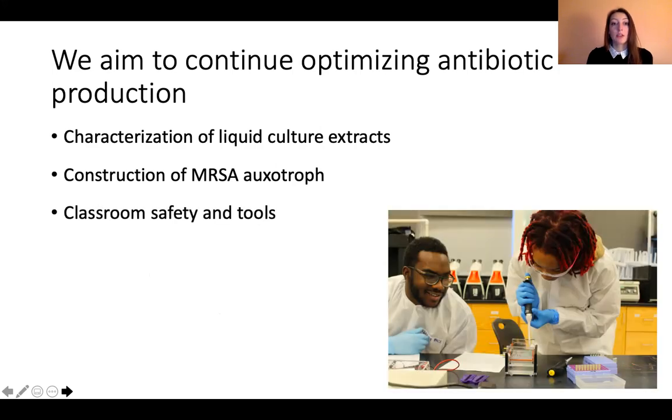And then we want to continue making classroom safety a priority and making more tools. A lot of the work that is done in the Price lab is actually used in an introductory undergraduate lab. As long as we can make that really safe for them and keep making tools for them, so it's really easy for them to find antibiotic producers that we can use upstairs in the Price lab, then that's good for everybody around.